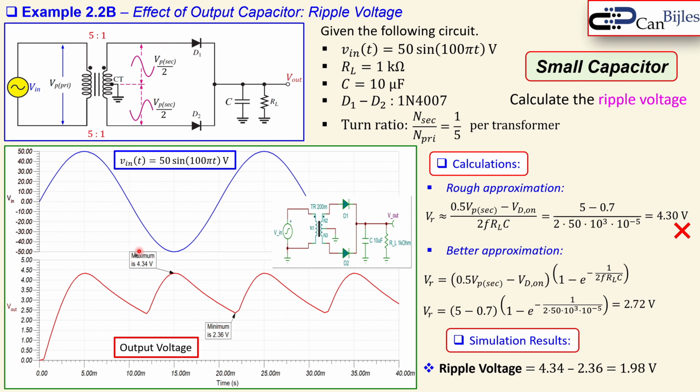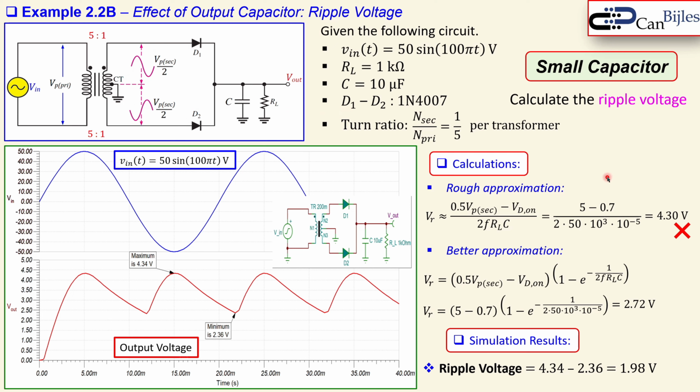And also some differences between the voltage drop across the diode, which is not always 0.7. Now this is for the second example, 2.2b, about this center tap configuration of the full wave rectifier, but now with a small capacitor.